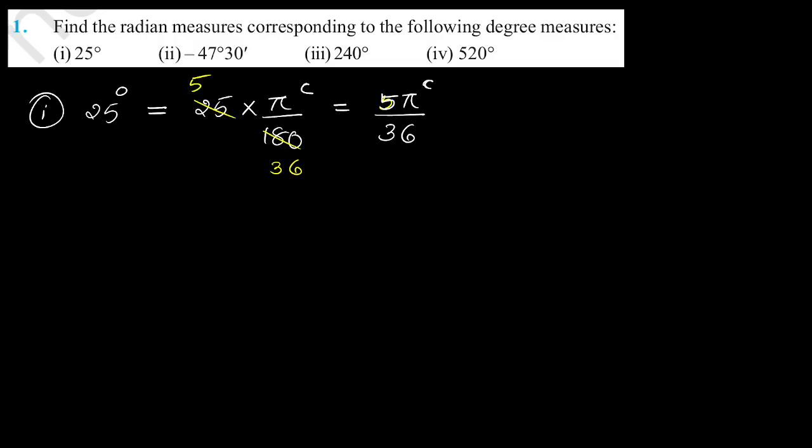Yes, sir. Okay. Then the second one I will discuss at the end. Let me discuss the third one and fourth one. You please try the third one right now. In the same way, multiply with pi by 180 and send me the answer through WhatsApp. 240 degree and 520 degree. Convert to radian measure. Send me the solution through WhatsApp. I will wait for 2 minutes.